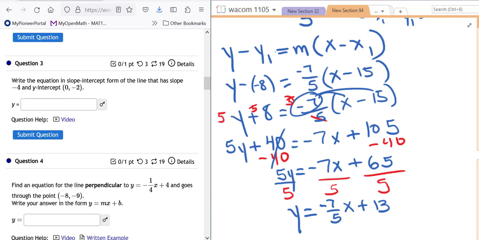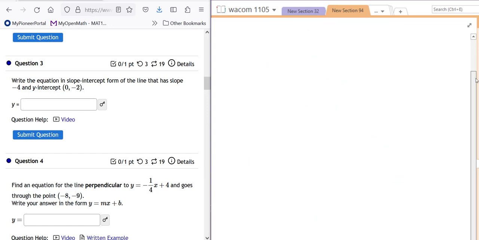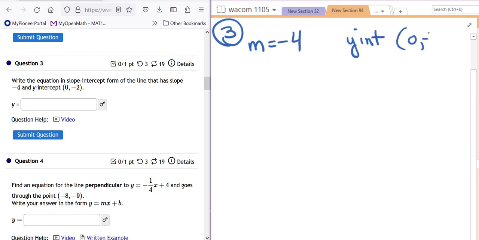All right, 3 looks like a nice standard question. Right, it says write the equation in slope-intercept form. This one is actually not standard. It has slope -4, and its y-intercept is 0, -2.